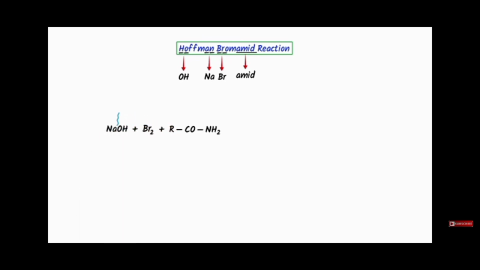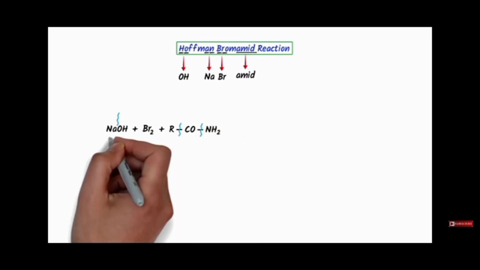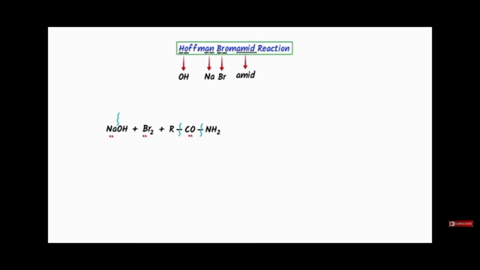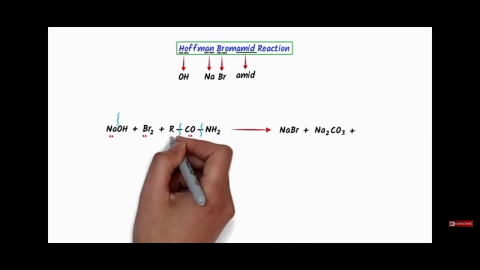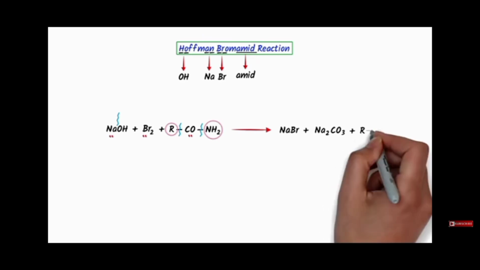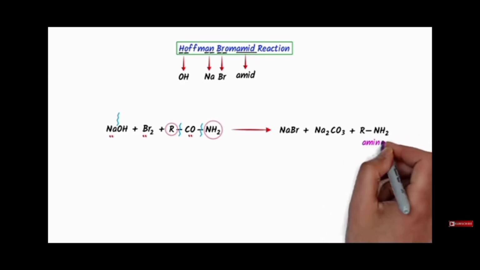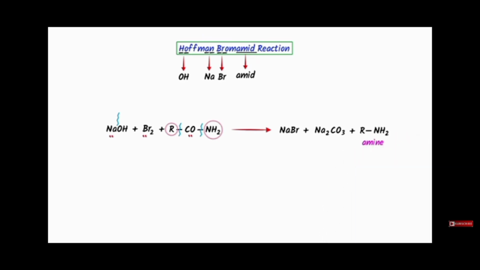Now I break sodium and hydroxide. I break R, CO and NH2. Sodium will attack on Br and CO. I get sodium bromide plus sodium carbonate. This R and NH2 will combine together to form amine. So this is the Hofmann bromamide reaction.